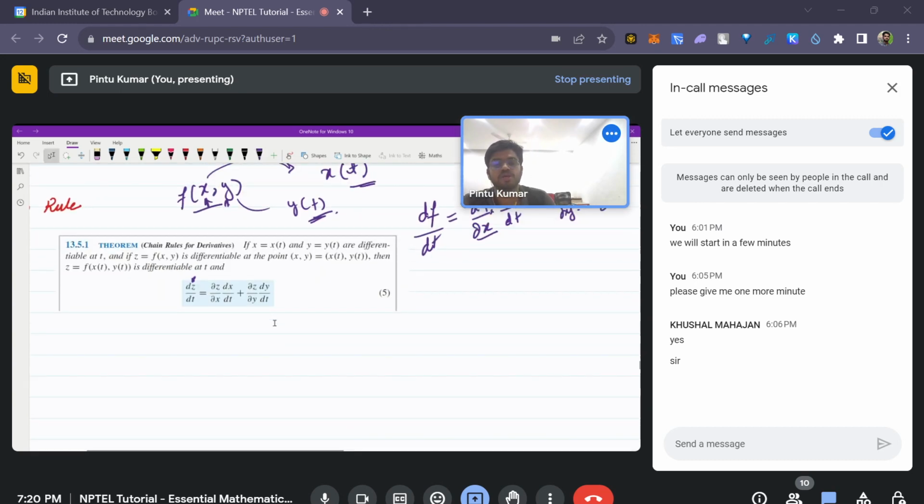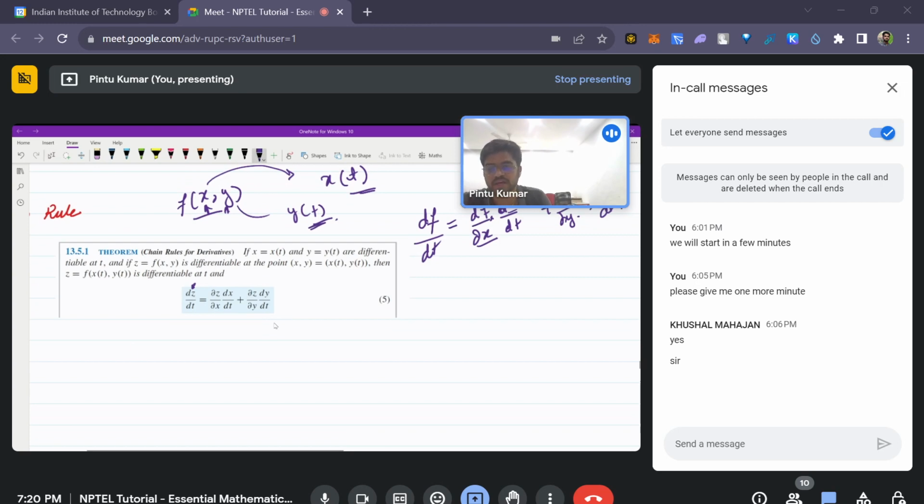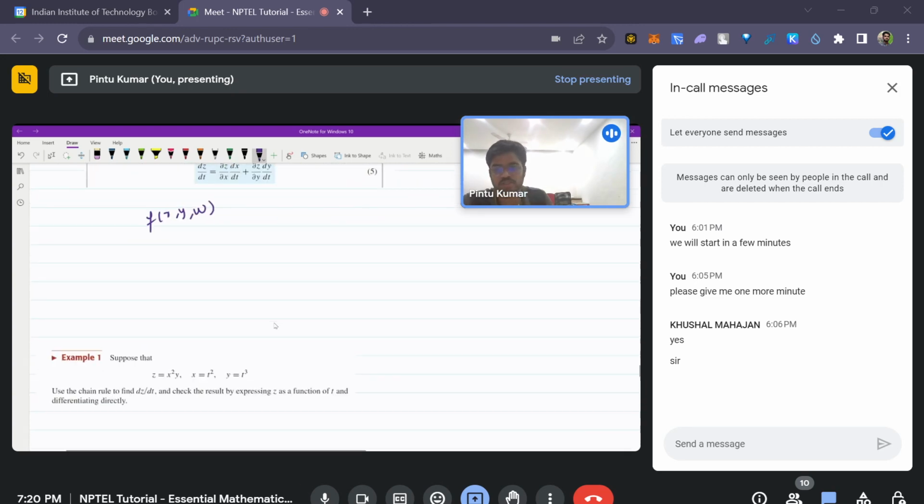So if you had more terms in f, let's say this was x, y, w, then you would have another term, that is df by dw and dw by dt. Okay. So let's try to solve this example.